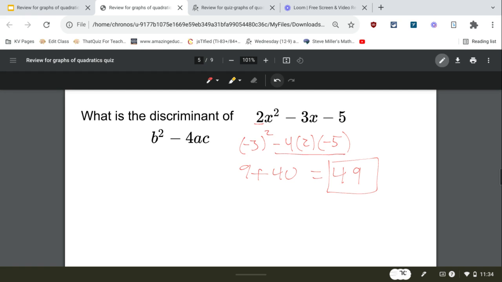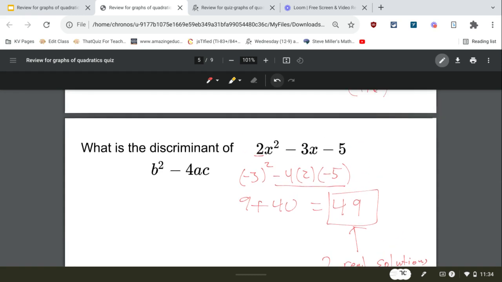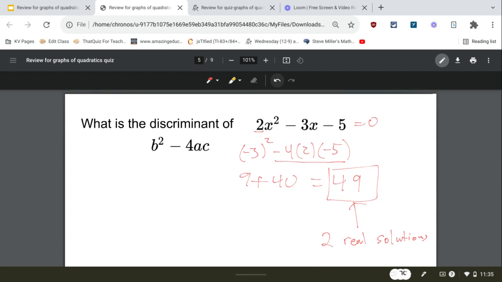All right. What that tells us, because the discriminant is positive, is that there are going to be 2 real solutions to this equation. If you were to actually solve for x, you would get 2 x values that satisfy that equation that are real numbers. They wouldn't be complex numbers.